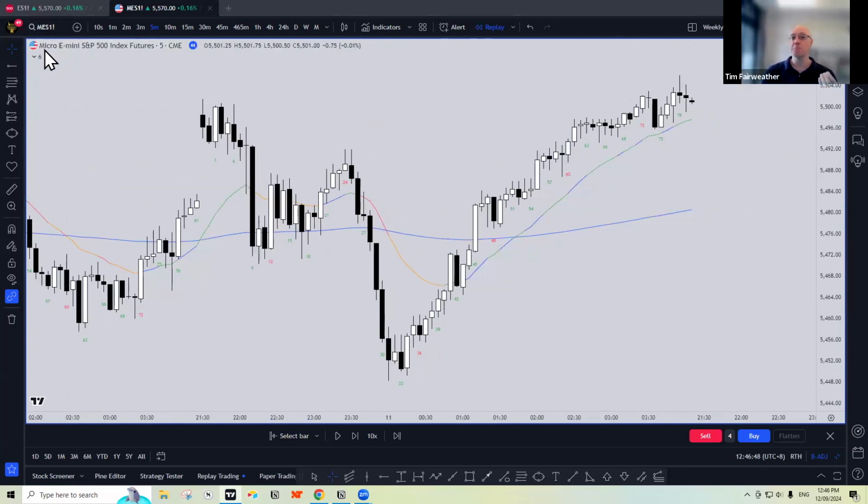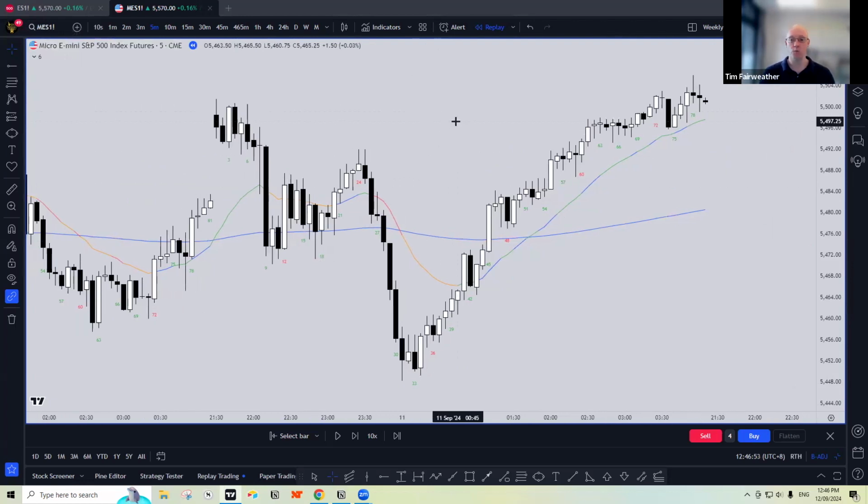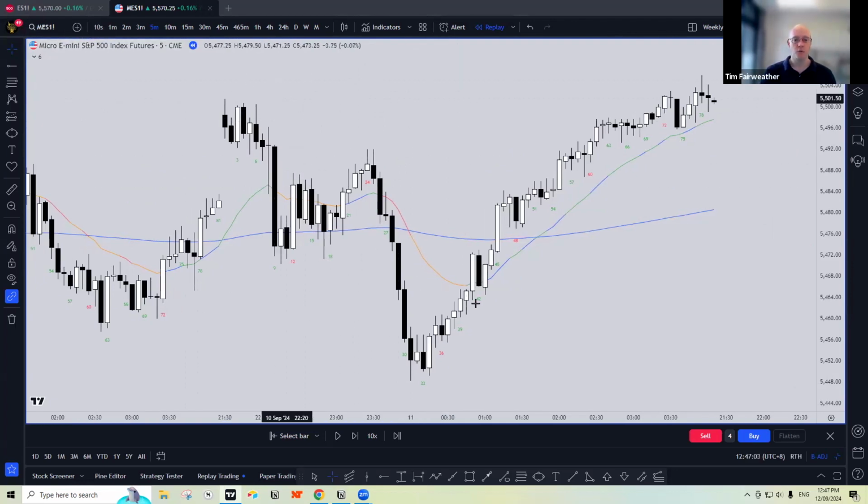You can see I've got the micro E-mini set up, not the ES chart. I think most traders, well, we know statistically most traders are not profitable. And therefore, if you're going to lose money, why not just lose a small amount? So MES makes sense.